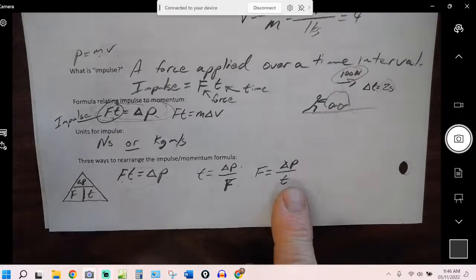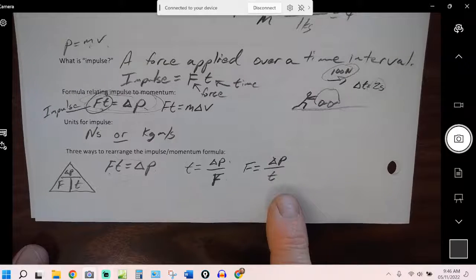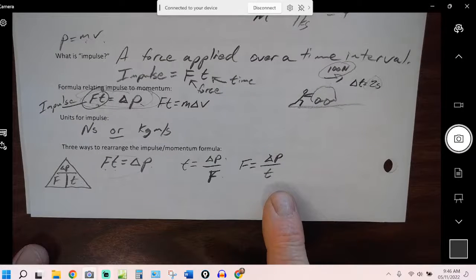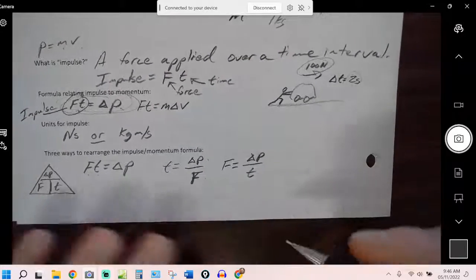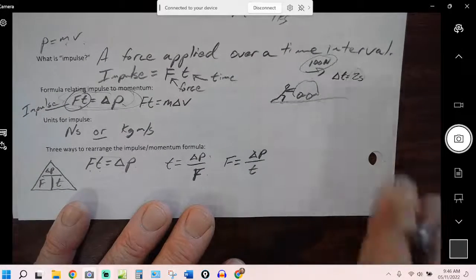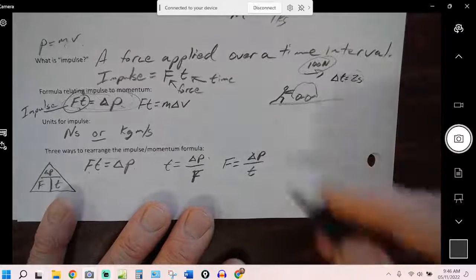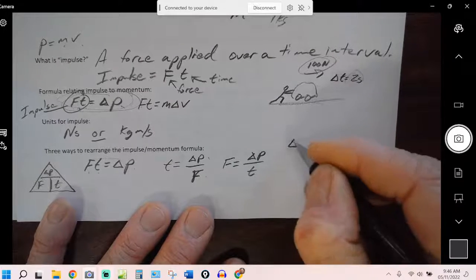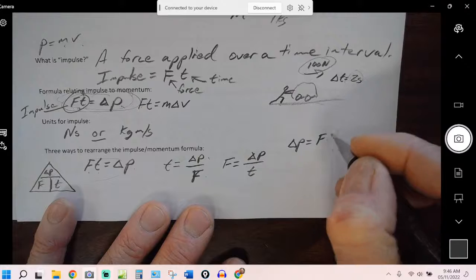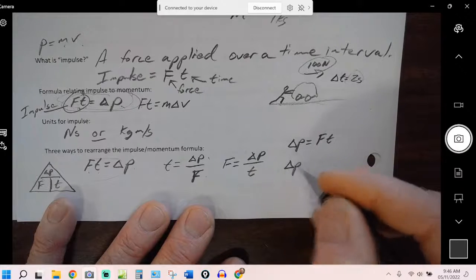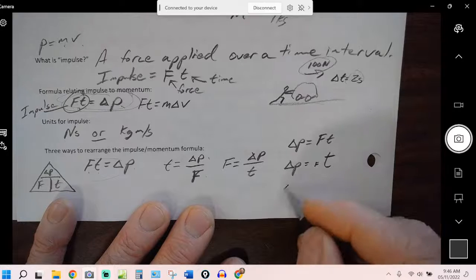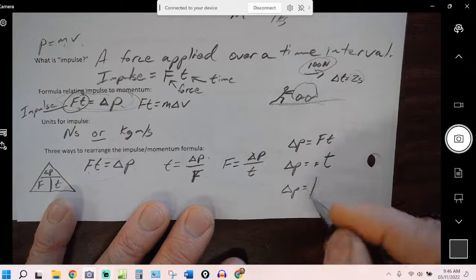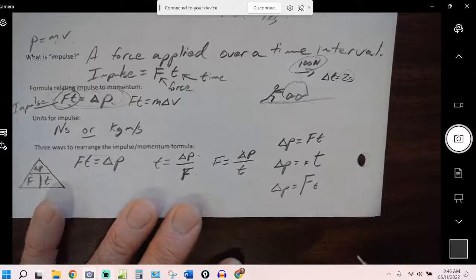Another thing I'm going to just jump in and talk about that I didn't mention in the other class, and I probably should have. But here's the important thing about impulse. If you can have delta P like this, force times time, you can also have delta P like this, little force times a big time. You can also have delta P like this, big force times a little time.